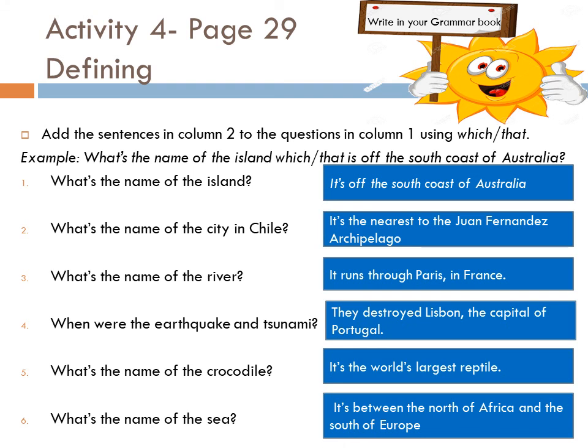So now, since we have matched, it's time for you to write only the questions. You don't have to match or draw the columns. Let me recap the example again. What's the name of the island? It's off the south coast of Australia. Let's add the defining clause here. What's the name of the island which or that is off the south coast of Australia? Do not forget the question mark.